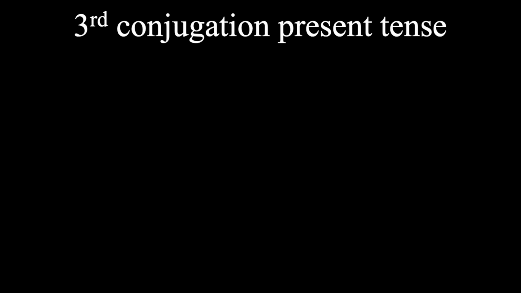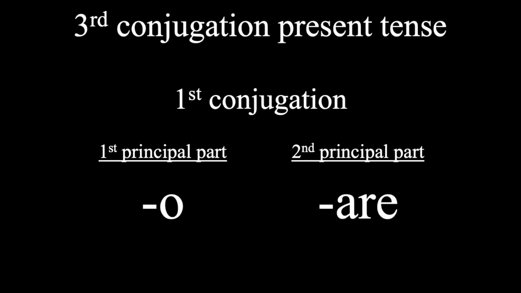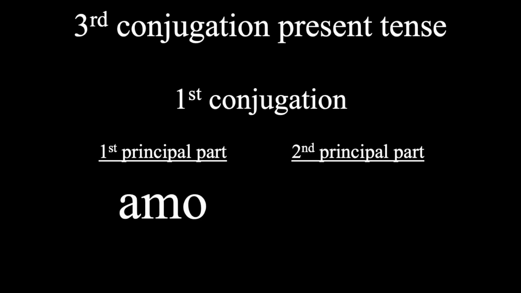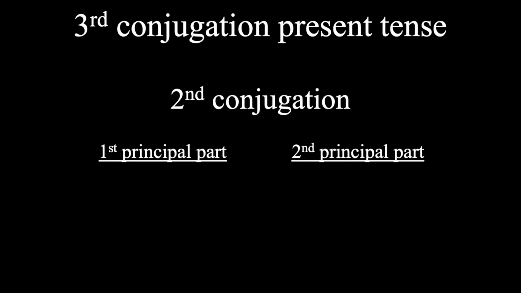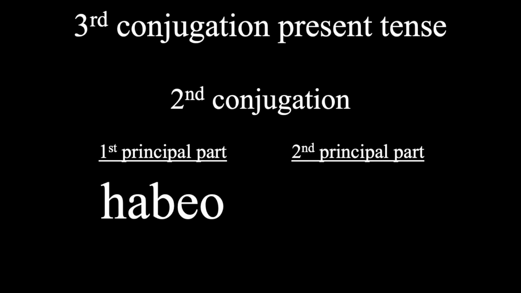Now up to this point we've seen first conjugation, in which the first principal part always ends with an O, and the second principal part always ends with ARE. So here we get verbs such as amo, amare. We've also learned second conjugation, where the first principal part ends with EO, and the second ends with ERE. Hopefully you'll remember that this ending always has an accent mark over that first E. In this conjugation we have verbs such as habeo, habere.